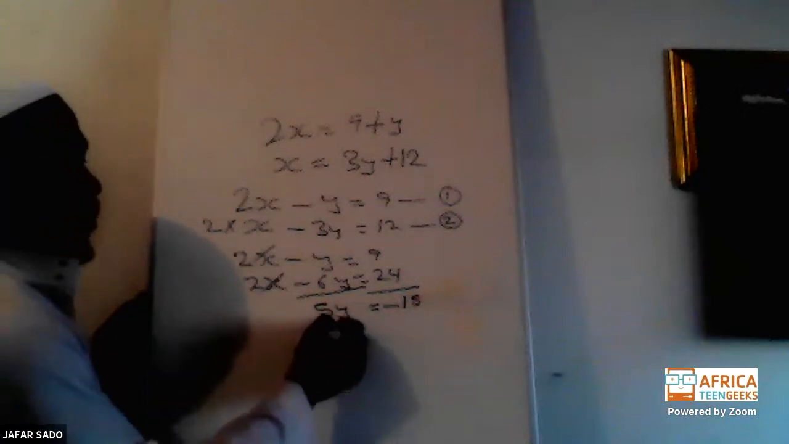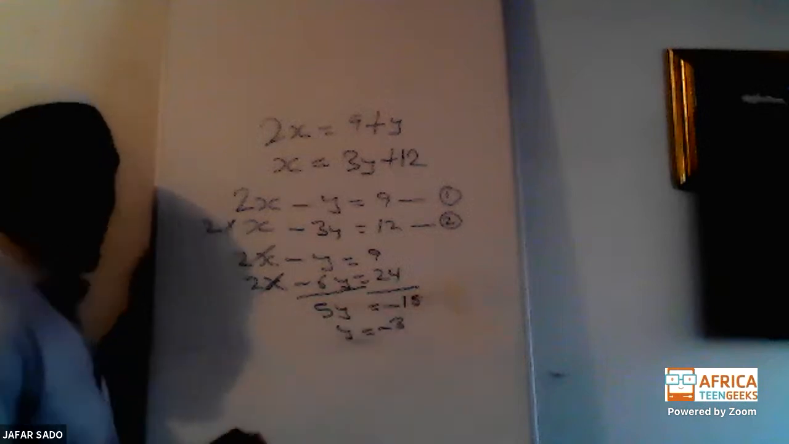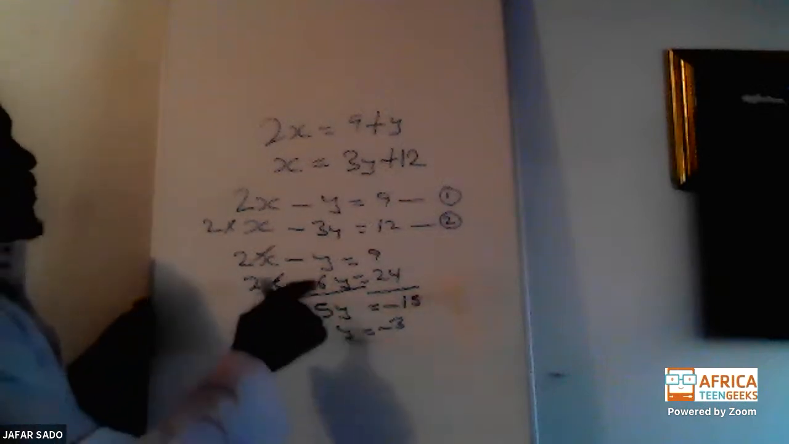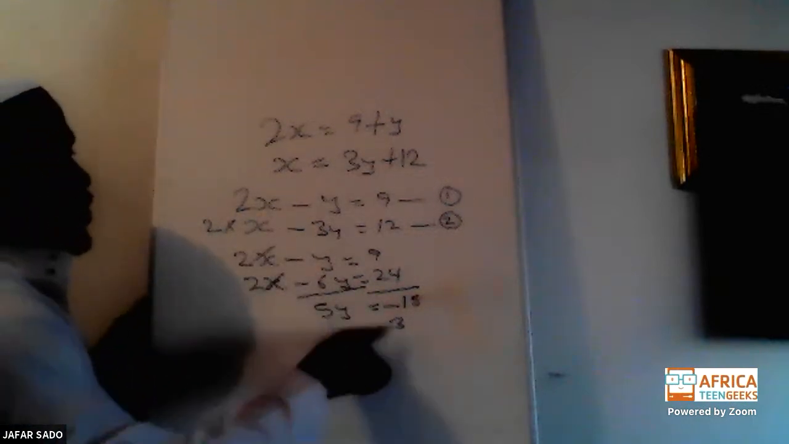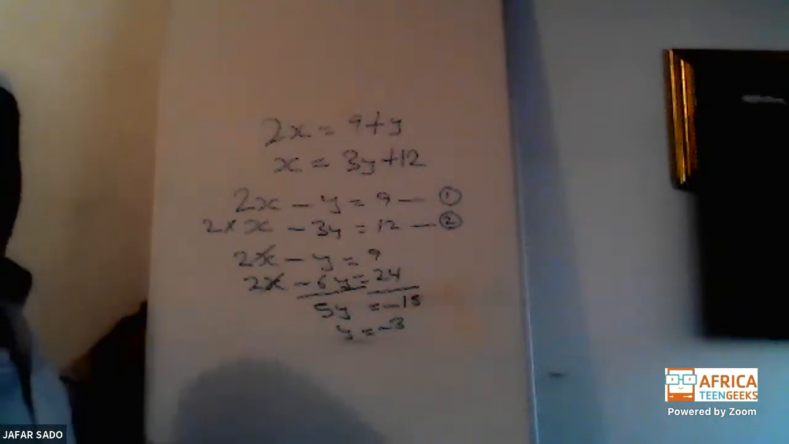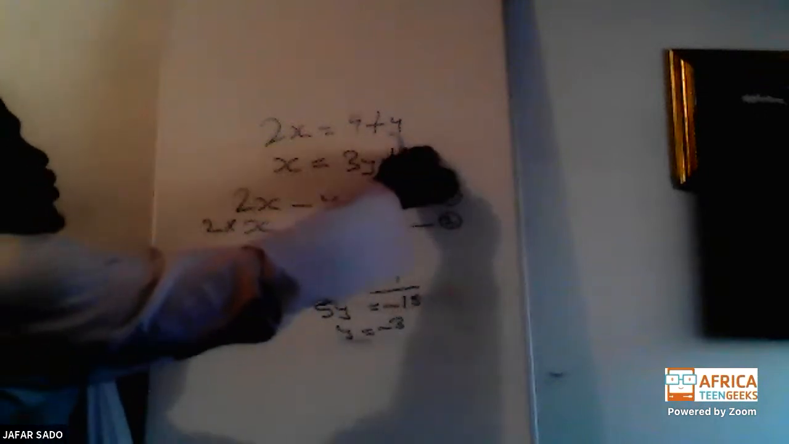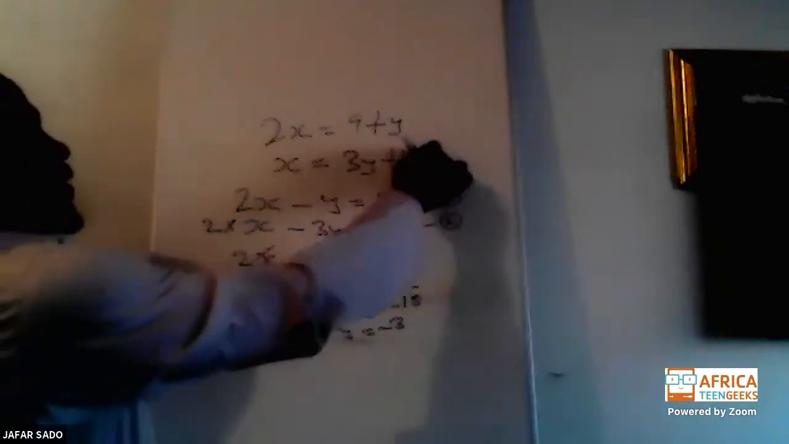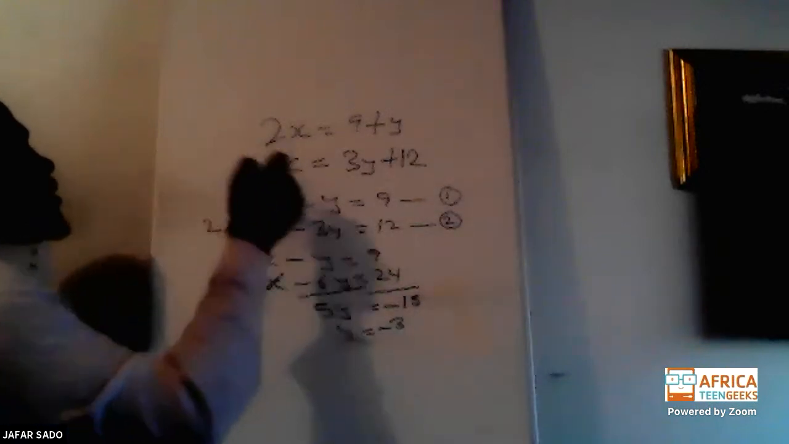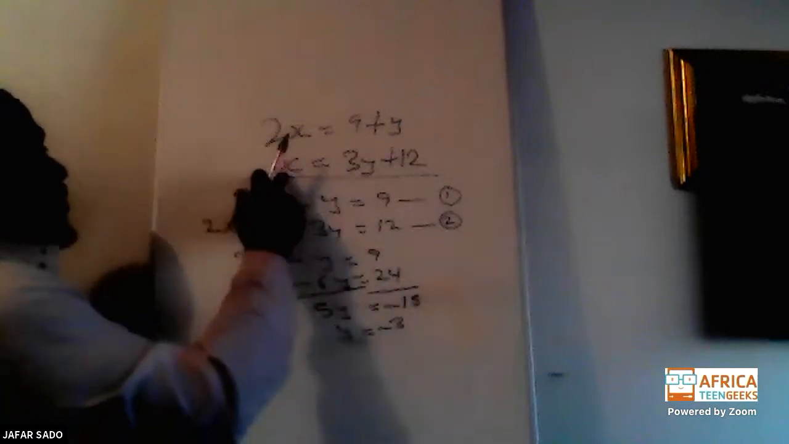So therefore, our y equals what? Divide both sides by 5, negative 3. So our y will be negative 3. And then to find our x, we substitute into any of these equations. So let's substitute into this equation here, because it is set already. X equals 3y plus 12. So to find x is easier.